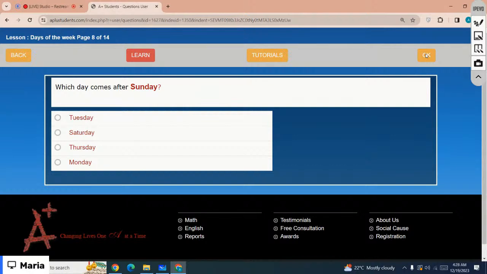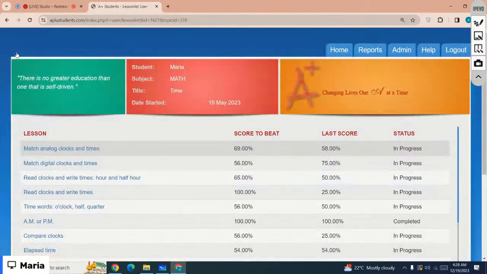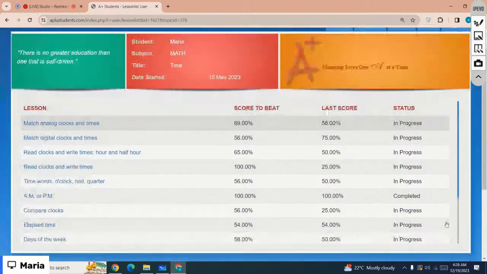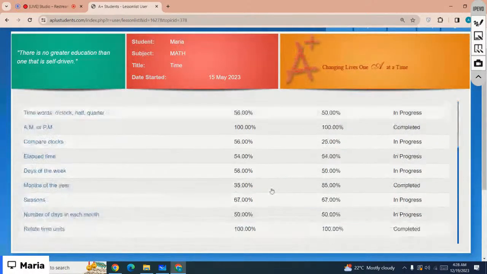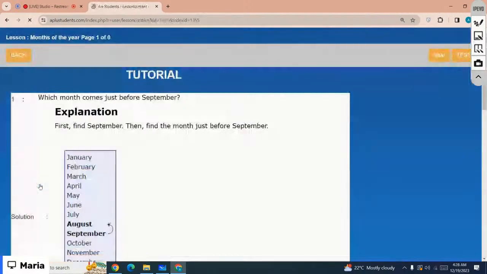Okay, you can complete the lesson by yourself later today. Let's just move on to the next lesson. Okay, the next lesson is months of the year, right? We're done with the days of the week. Now we're going to learn the days of the month. Sorry, the months of the year, right?